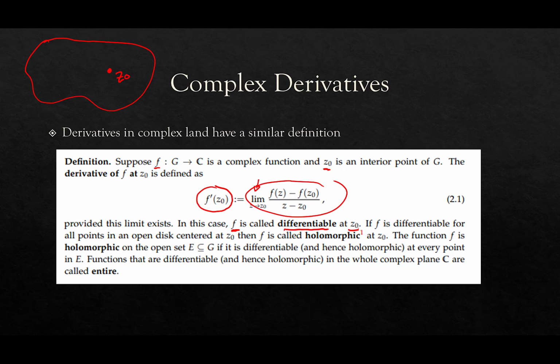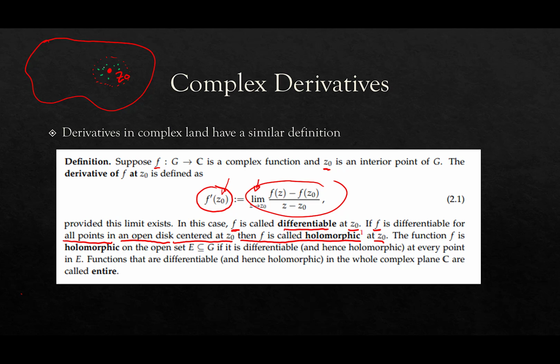Now we have some other vocabulary words associated with complex functions and their derivatives. If f is differentiable for all points in an open disk, so this is an existence thing, some open disk centered at z naught, then we say f is holomorphic at z naught. It's a strong condition. It's saying that not only are you differentiable at z naught, but if I draw some open disk around z naught, our function f is differentiable at every single point in that disk.